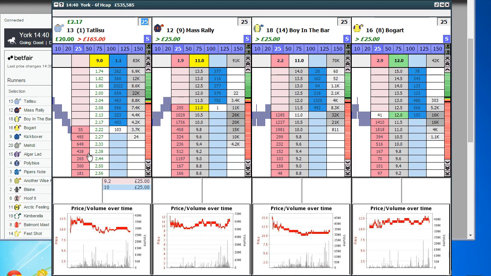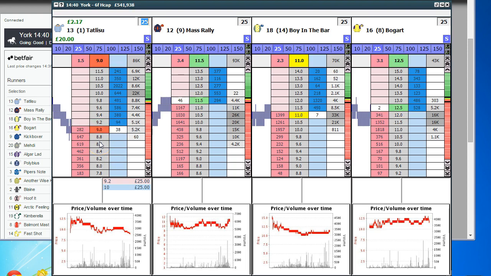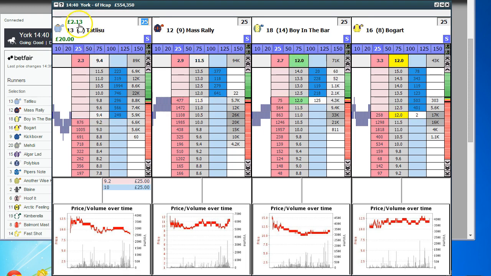We'll just back and lay around two particular prices, and we can even set the software up to do that for us. So as soon as a back bet gets matched, it drops a lay bet into the market. You can see there we took £25 at 10 to back, and we laid it at 9.2. So basically we've got a free £20 on the selection, which if we actually greened it out would be £2.13 across all the runners in the market.